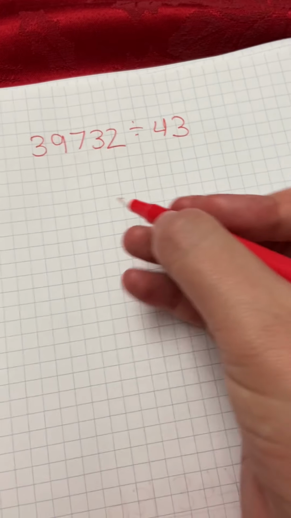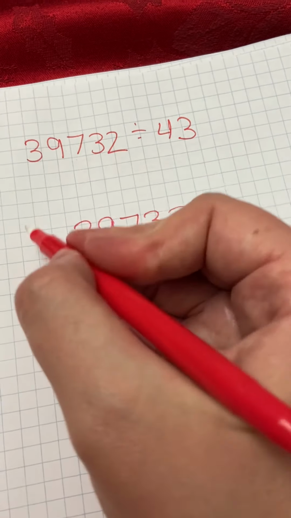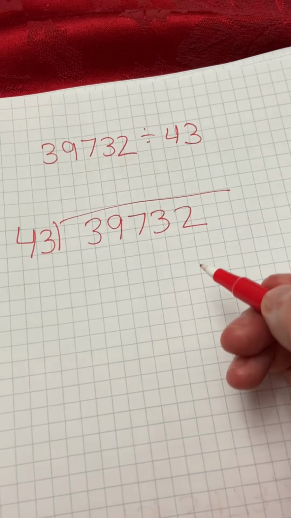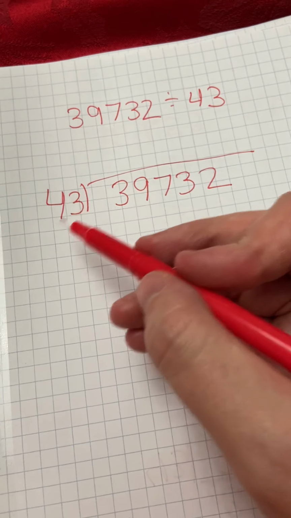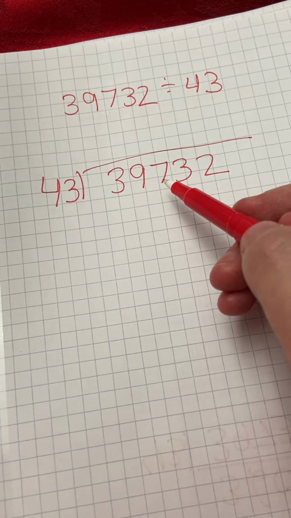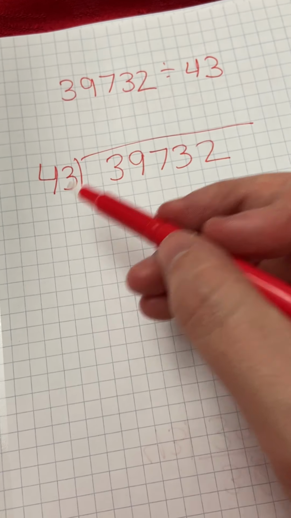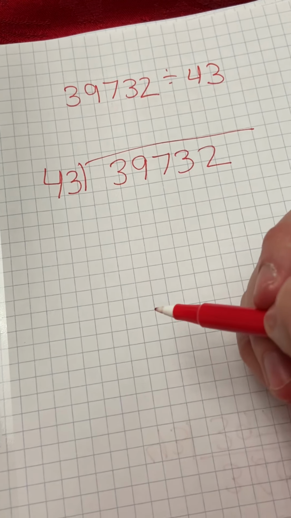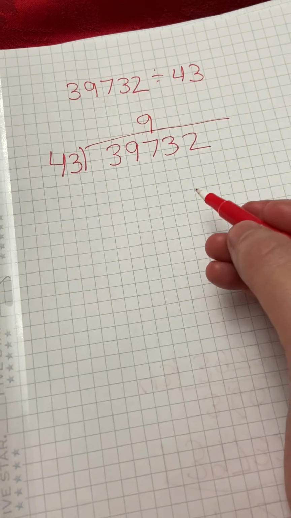So, 39,732 divided by 43. The first number always goes inside. I don't know my 43 facts, so I'm going to have to estimate. 43 can't go into 3. It can't go into 39. It can go into 397. I don't know how many times, so one way I can do it: 43 is close to 40, so I'm going to use 40. I think about basic facts. I know 40 times 9 is 360. So let's try that. I'll teach you a different way if that's not good for you.